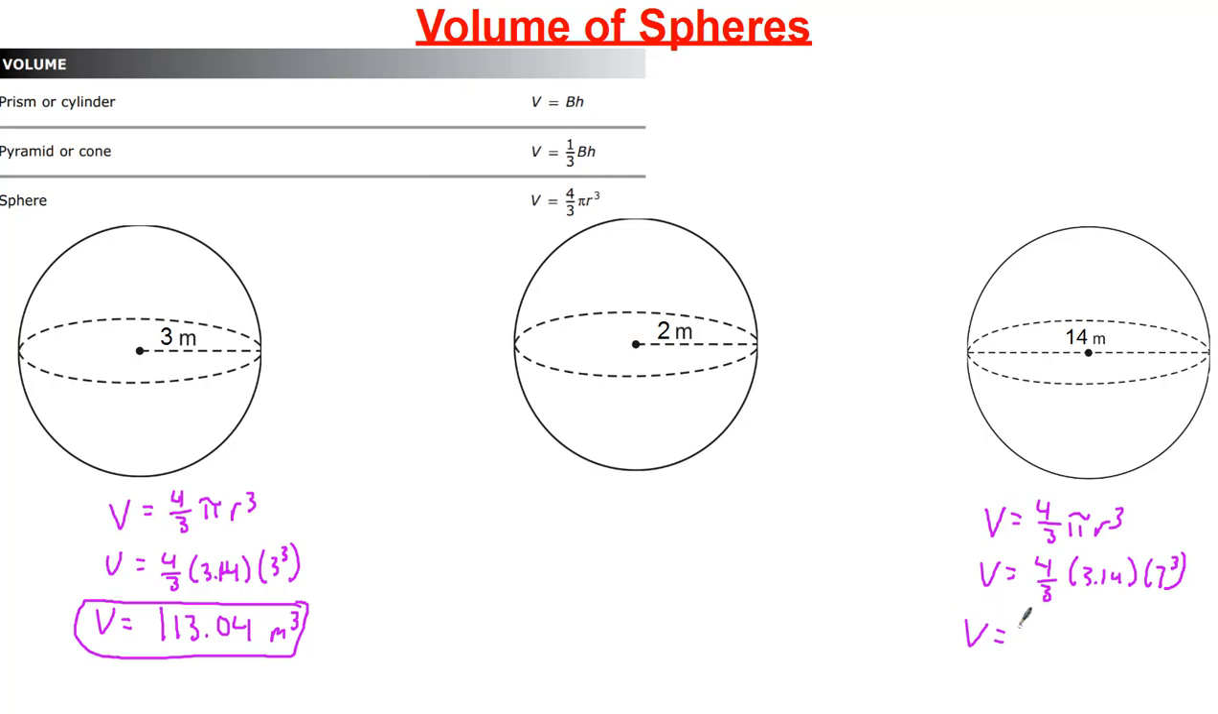When you do that, you're going to get a result of 1,436.0, and I'm going to go ahead and round to the nearest tenth. So it's 0.02, so I'm just going to keep it as 0.0 so I can round to the nearest tenth, and this is going to be meters cubed. Okay? And that's basically it.